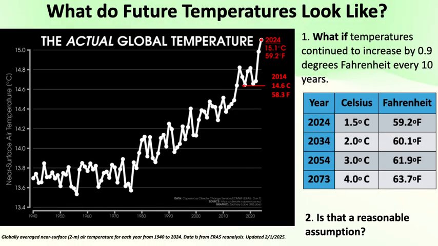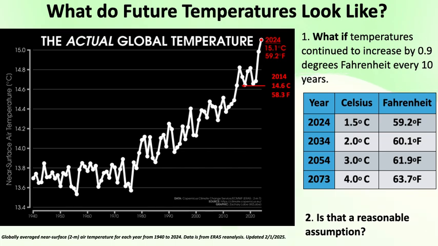Now, what about projected things? If we went up by half a degree in 10 years, let's assume we do that. When do we come to these key points, when do we get to 2 degrees Celsius, 3 degrees Celsius, and 4 degrees Celsius that the world talks about all the time? I'll show you the Fahrenheit equivalents there. It turns out we get to 2 degrees in 2034 if we keep at our current path. We get to 3 degrees in 2054, and we get to 4 degrees in 2073.